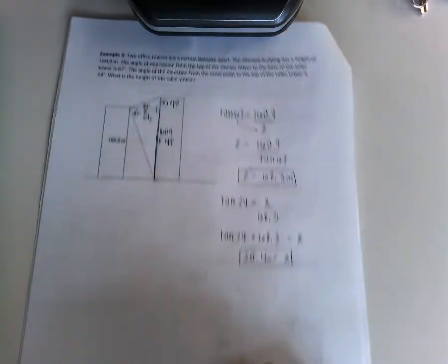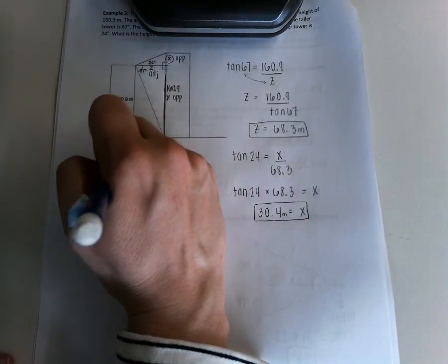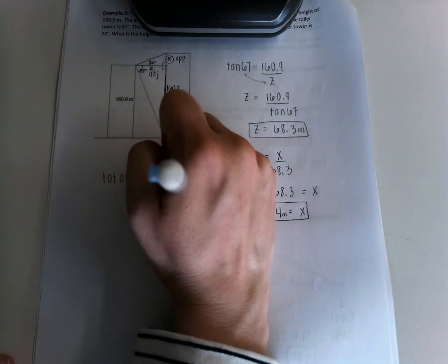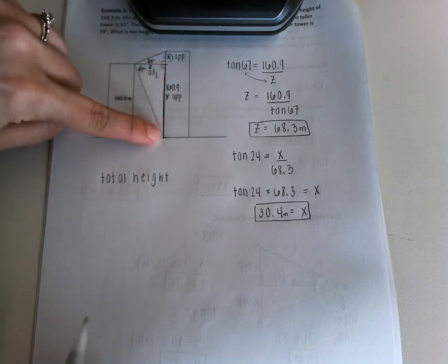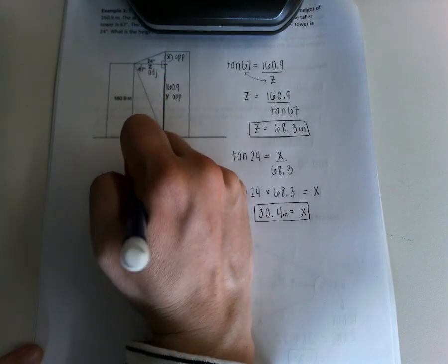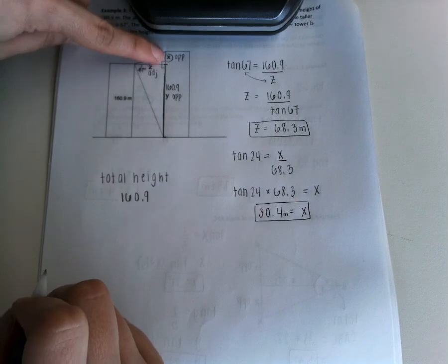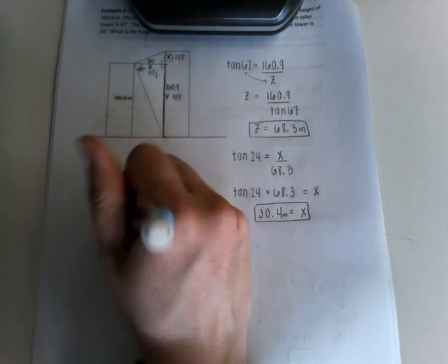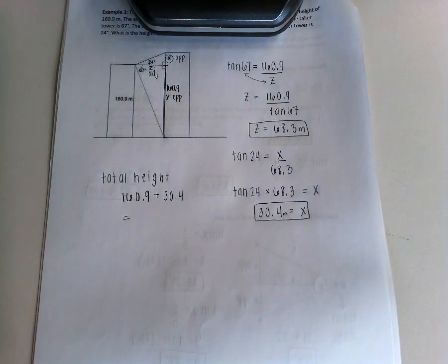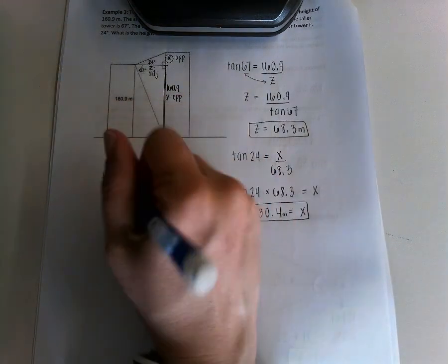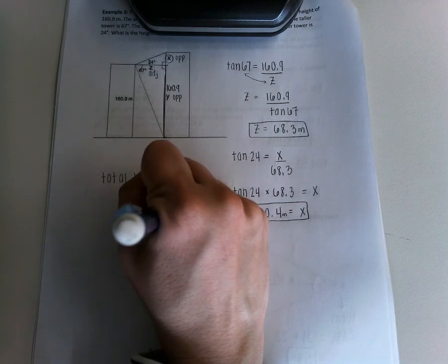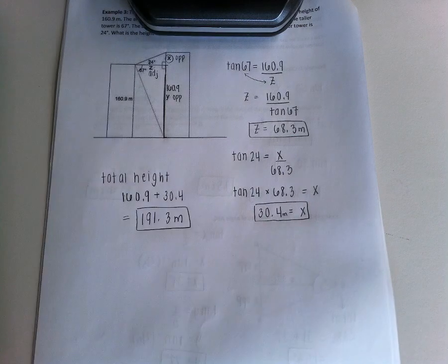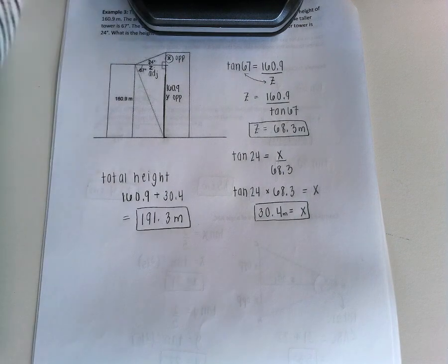So if we want to get the total height of the taller tower, we know that this part here, y, was 160.9, and this smaller part, x, is 30.4. So the total would be 191.3 meters. So that's how you solve problems with two triangles.